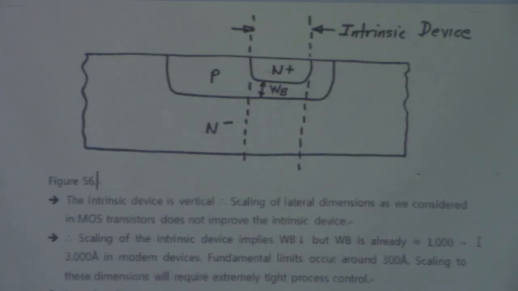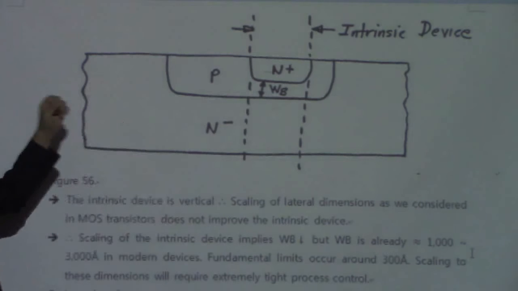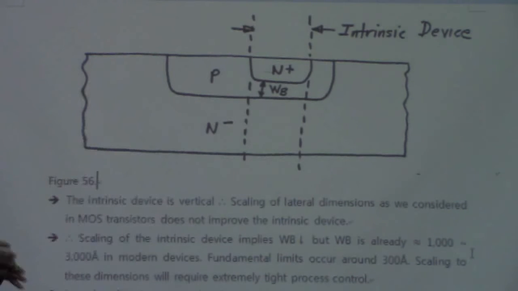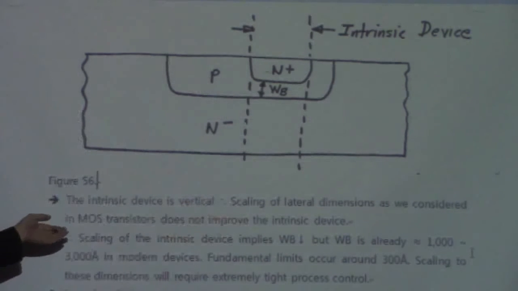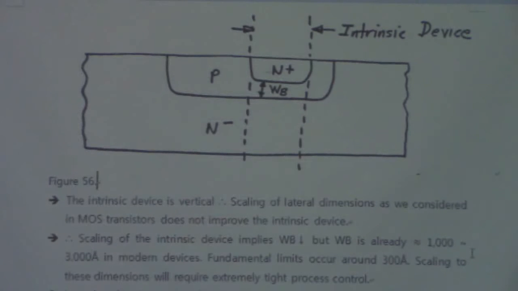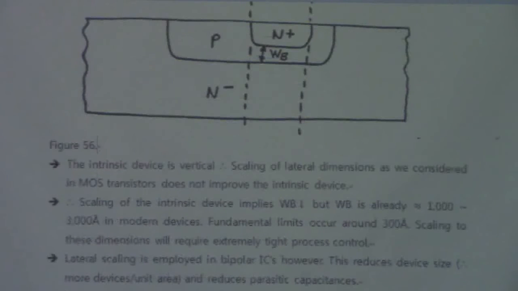Now, the bipolar transistor scaling is a little bit different from what we have seen in the MOS device, in the sense that the intrinsic device is vertical. Basically, the bipolar device is vertical. The MOS transistor is basically lateral. Scaling of lateral dimensions, as we considered in MOS transistors, does not improve the intrinsic device. So, therefore, scaling of the intrinsic device implies we have to change the base.